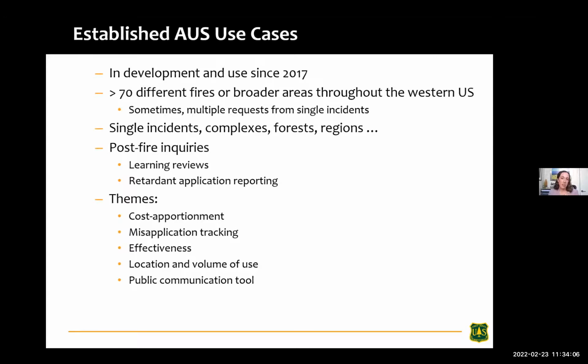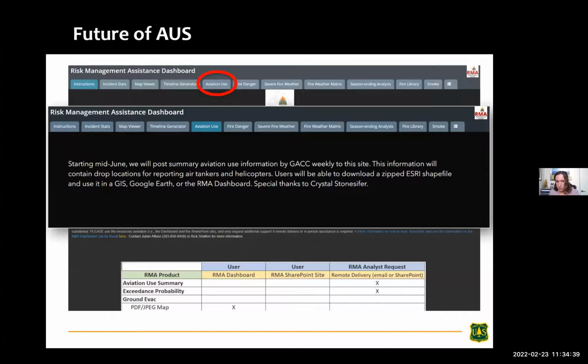Some of the themes associated with requests include folks being interested in cost apportionment, misapplication tracking, looking at effectiveness of ongoing use, documenting overall location and volume of use, and having a public or even an internal communication tool to normalize, level the playing field, and ensure that everyone is starting from the same place in terms of understanding what is going on. Next slide.